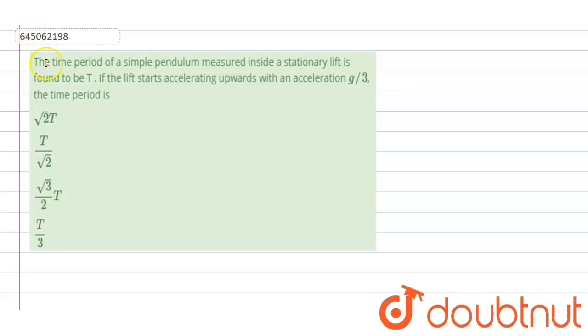Hello students. So the question is, the time period of a simple pendulum measured inside a stationary lift is found to be T. If the lift starts accelerating upward with an acceleration g by 3, then the time period is?